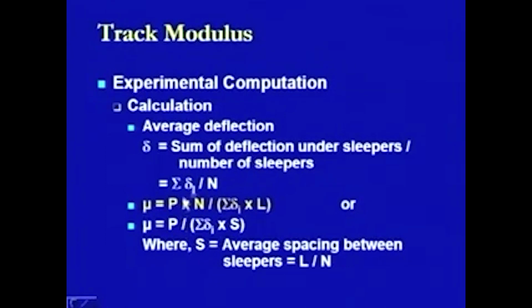Now, depending on the units which are being used in this case, we can get this track modulus as ton per square inch or kg per centimeter square or mm square. So, this is how we can compute the value of the track modulus in the case of various tracks.